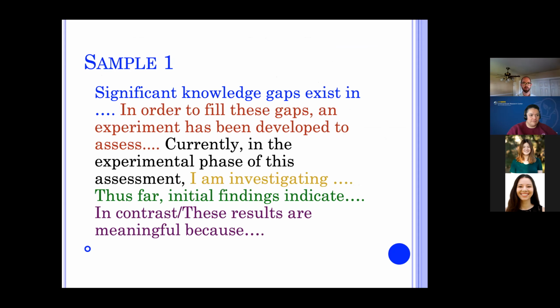So it could look something like this, right? I've got basically this background: significant knowledge gaps exist in X topic. In order to fill these gaps, an experiment has been developed to assess. So that's the second point, right? Here's the research purpose. And then in this experimental phase of this assessment, I am investigating. Sure, I can go back.